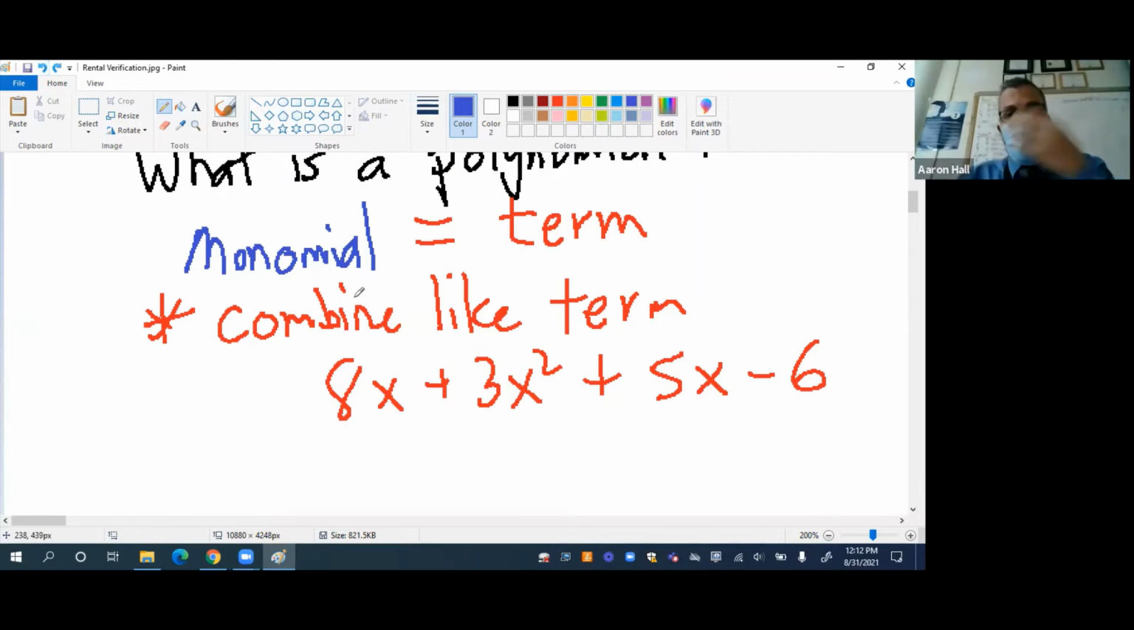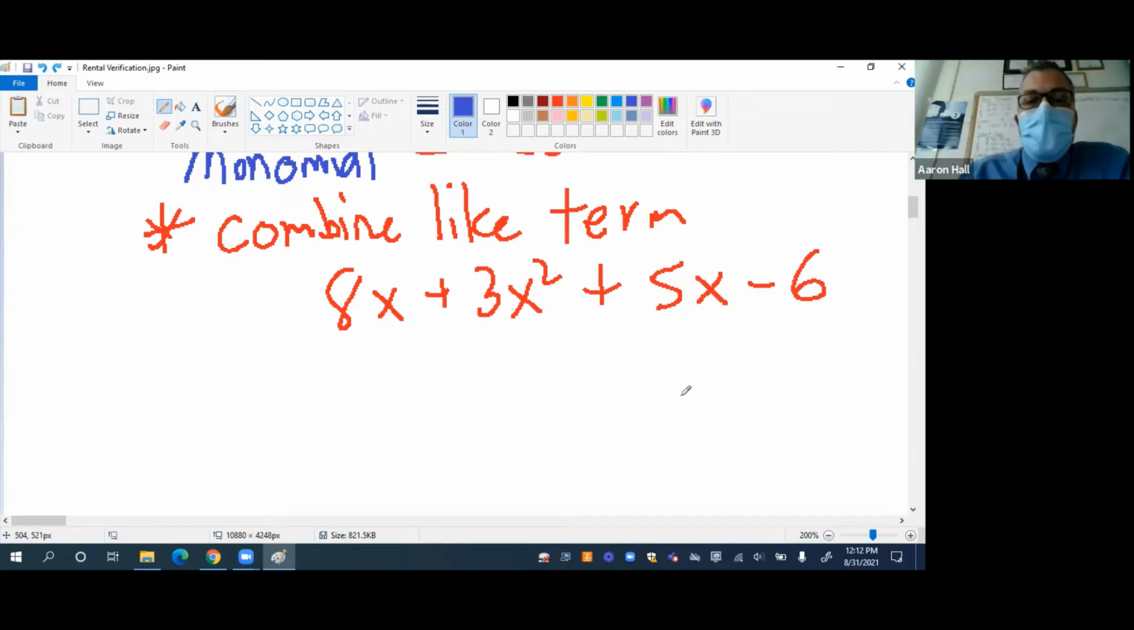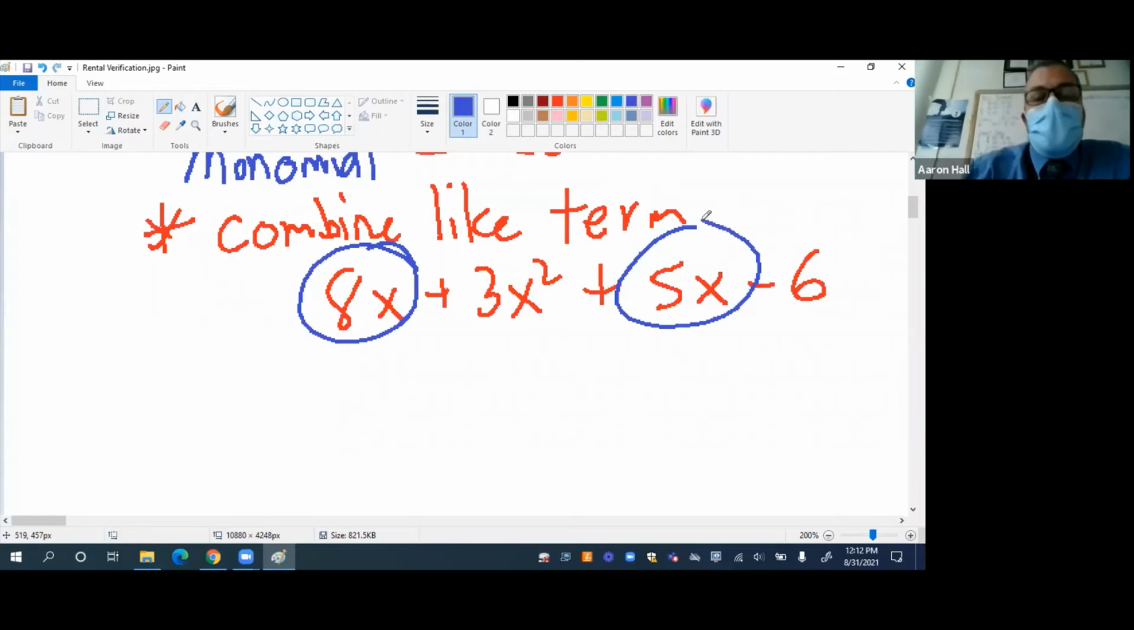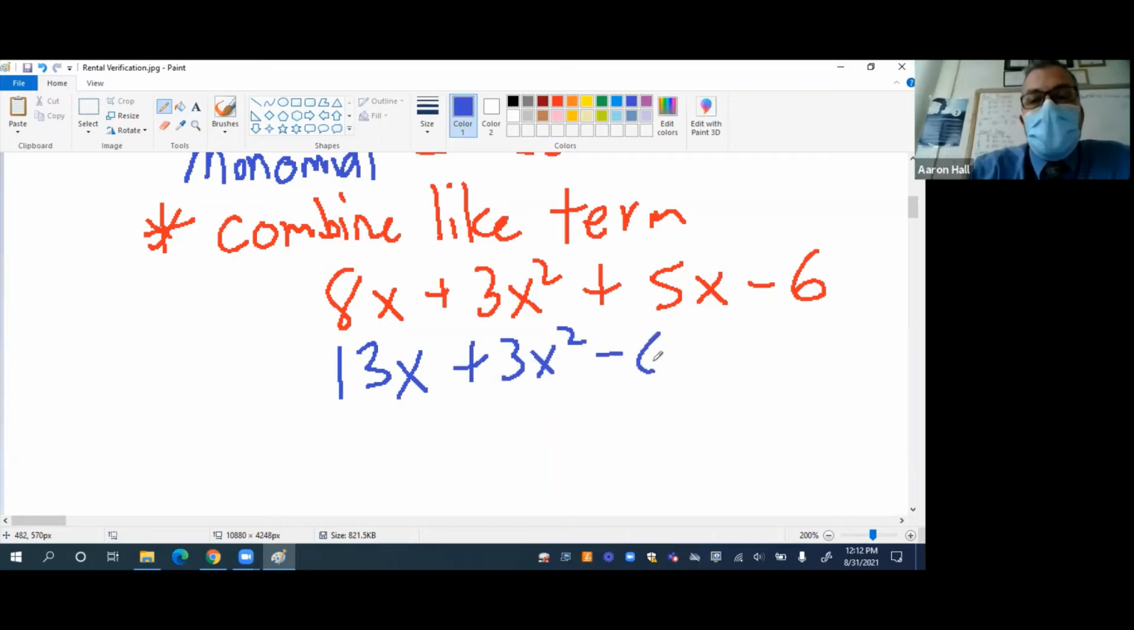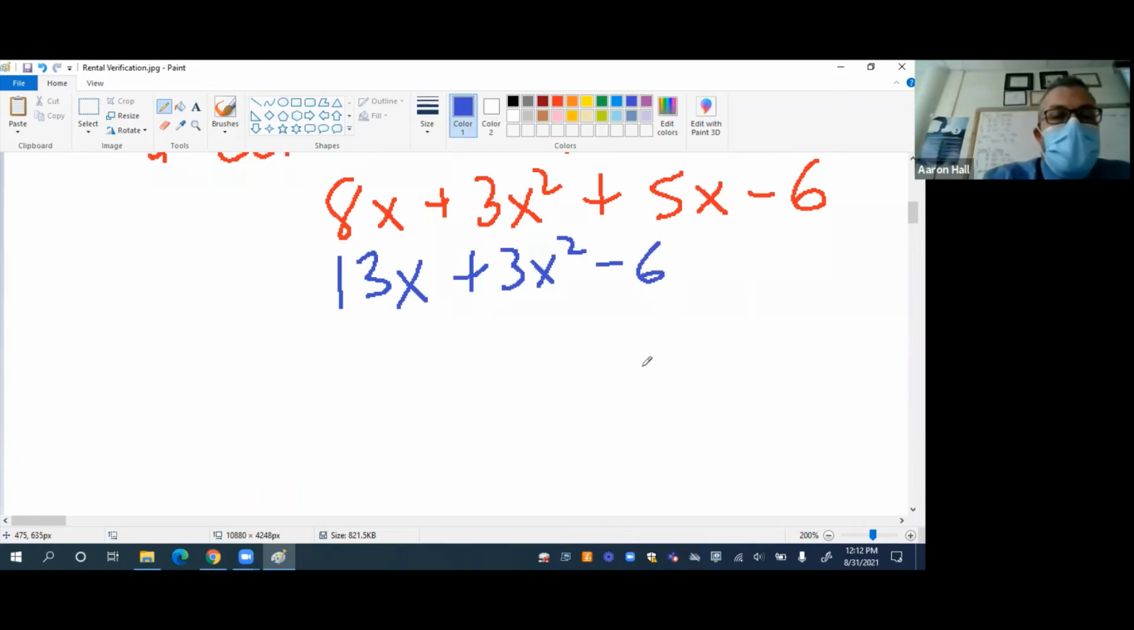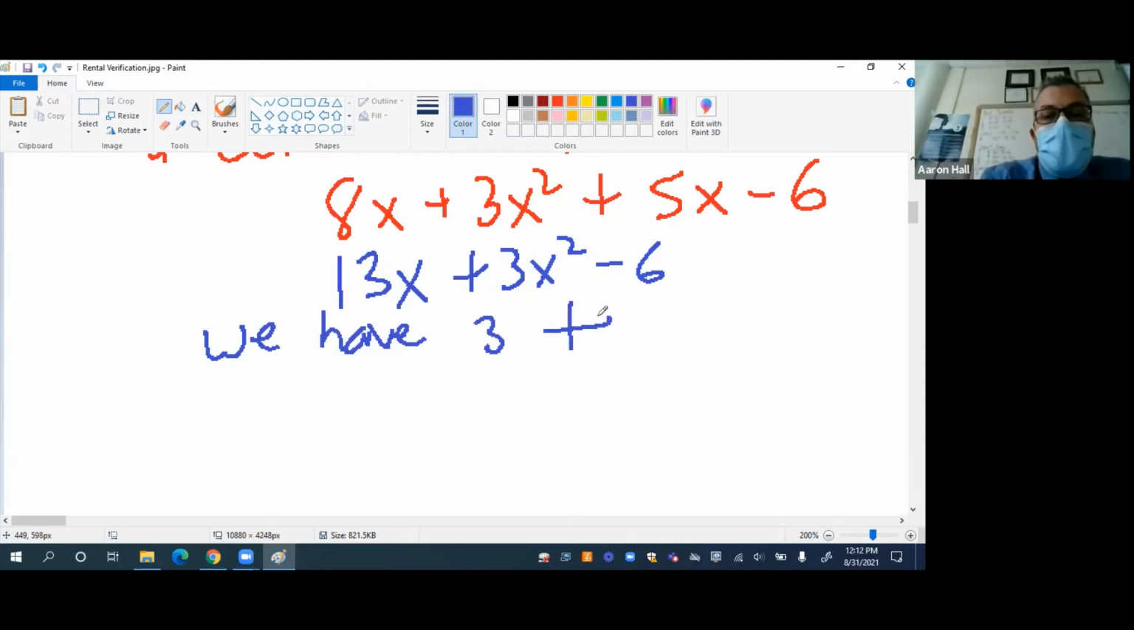So we're going to combine the things that are one-dimensional together, and that's going to be 8x plus 5x, which gives us what? 13x. So I have 13x. Can we combine anything else? No. So how many terms do we have? 3 terms.